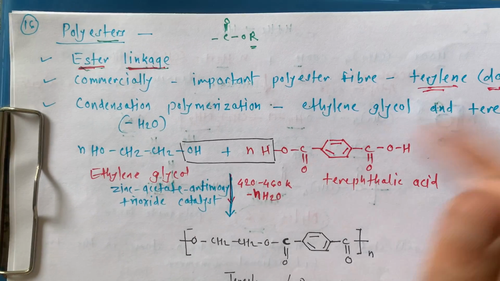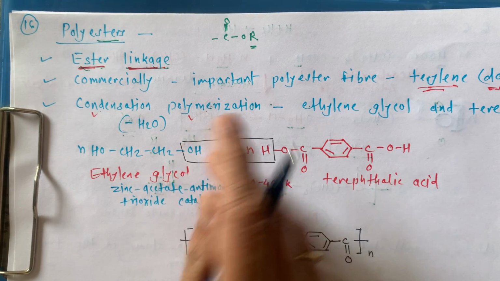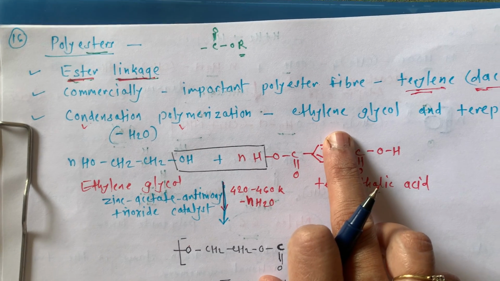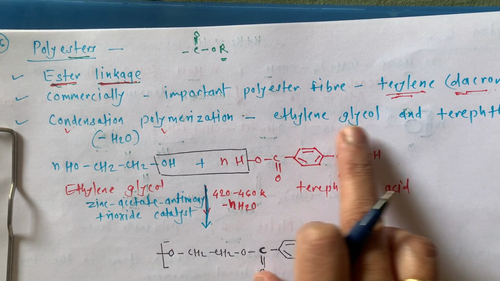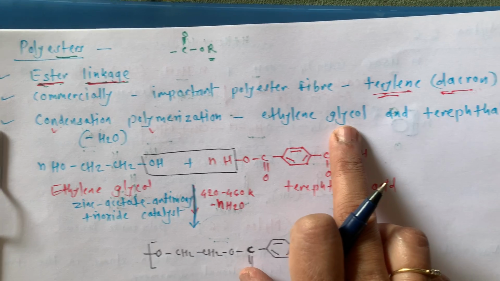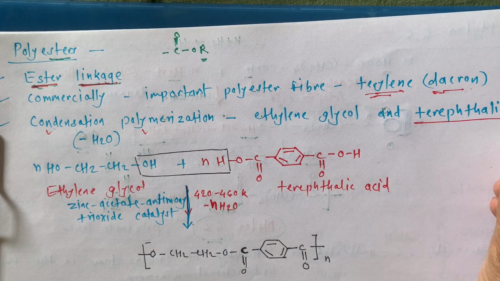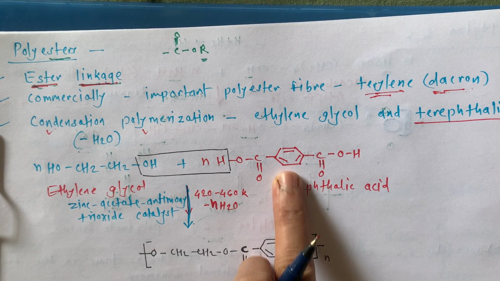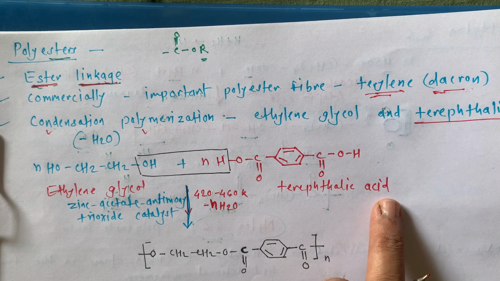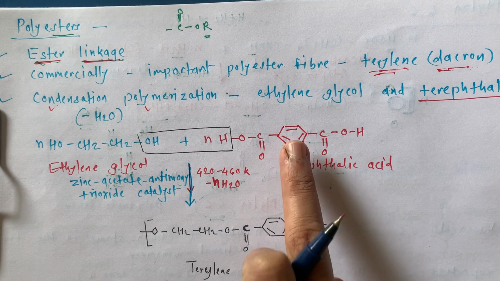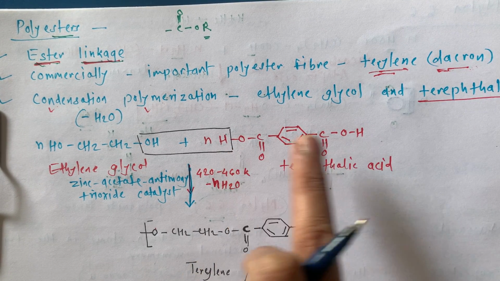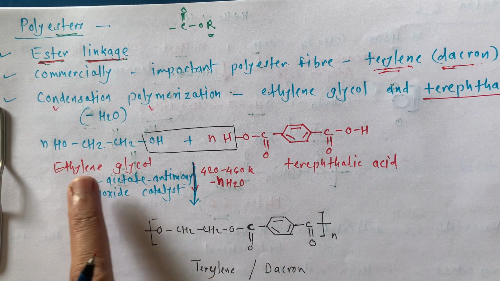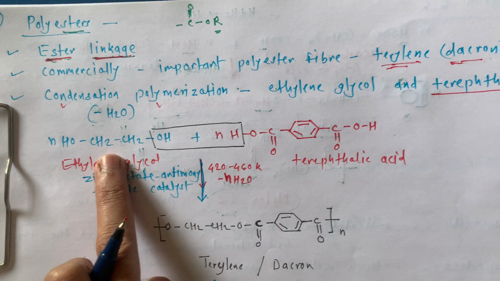Again, this is condensation polymerization. You are going to observe condensation polymerization, and here the reactants are ethylene glycol and terephthalic acid. Glycol means there are two OH groups. Terephthalic acid has two carboxylic groups attached to the benzene ring. Remember the structures in this way. And this is our ethylene glycol.